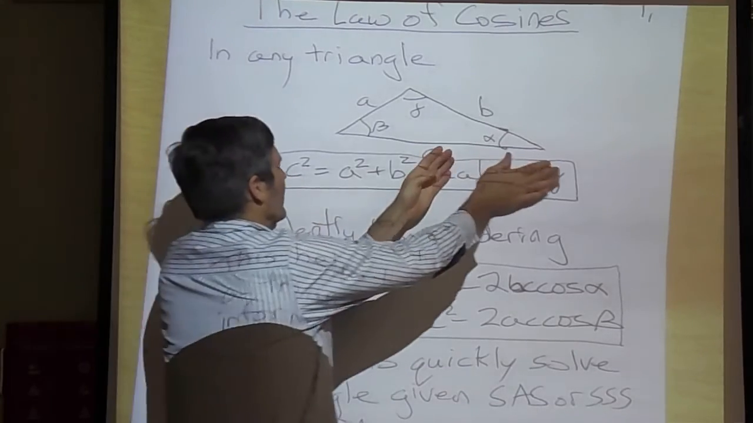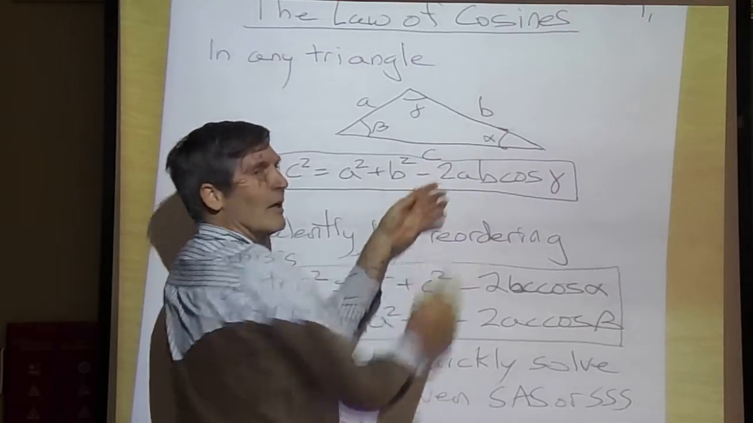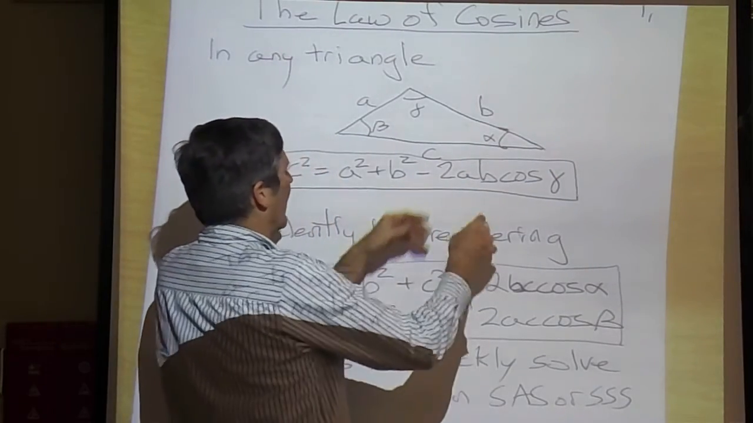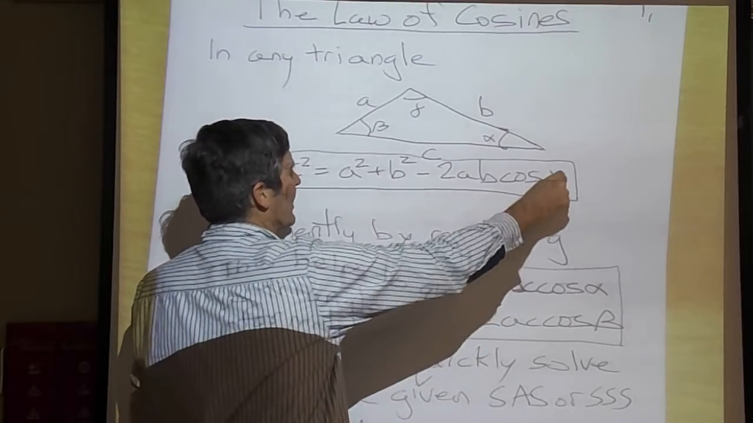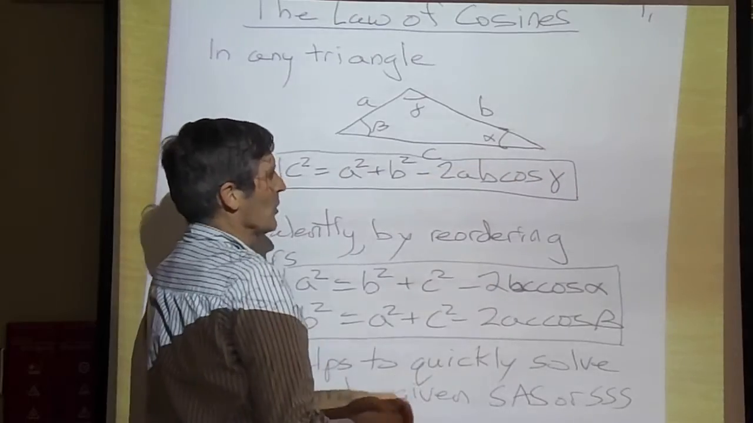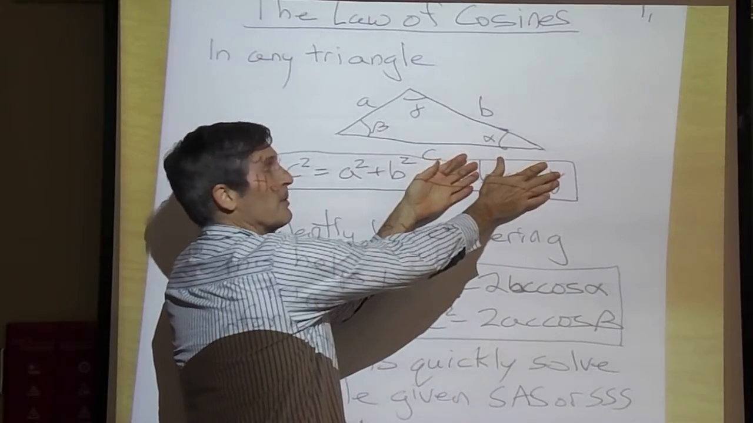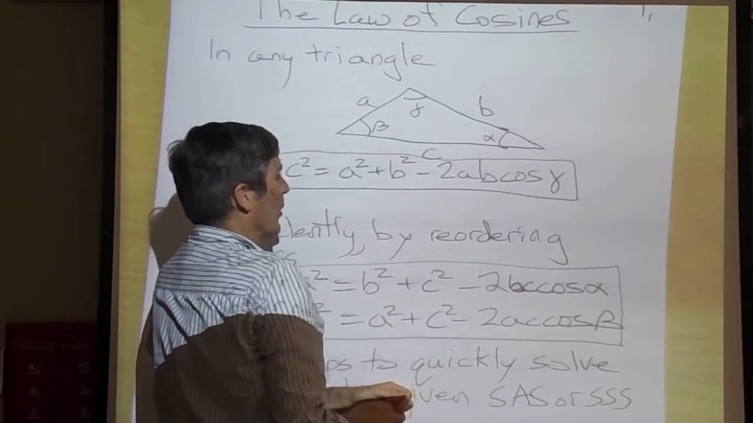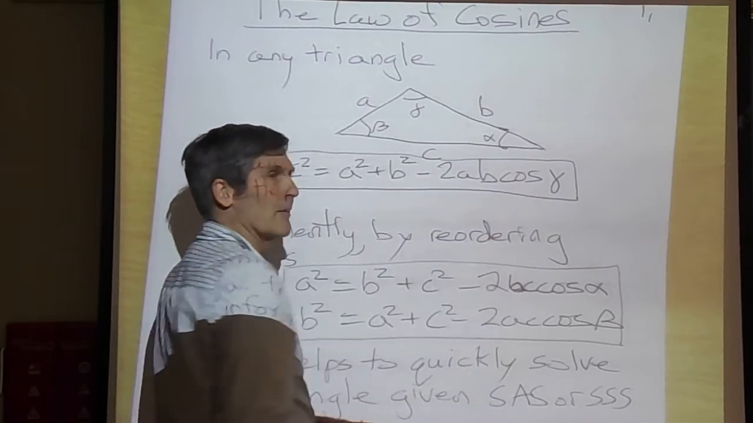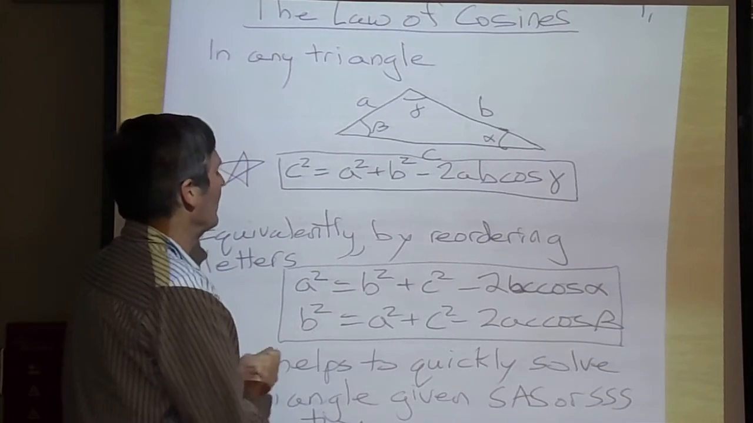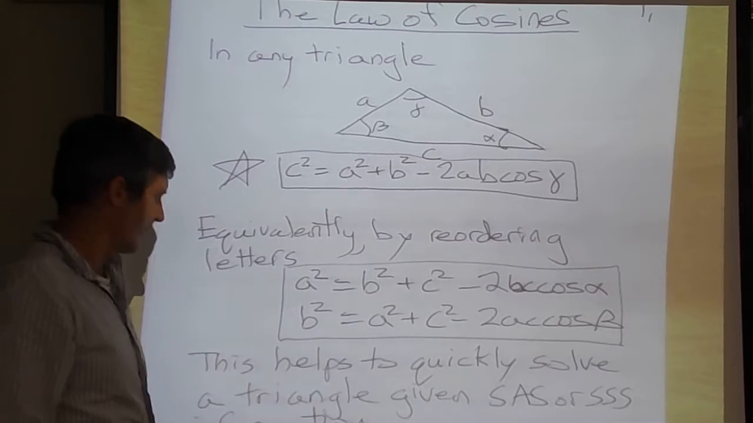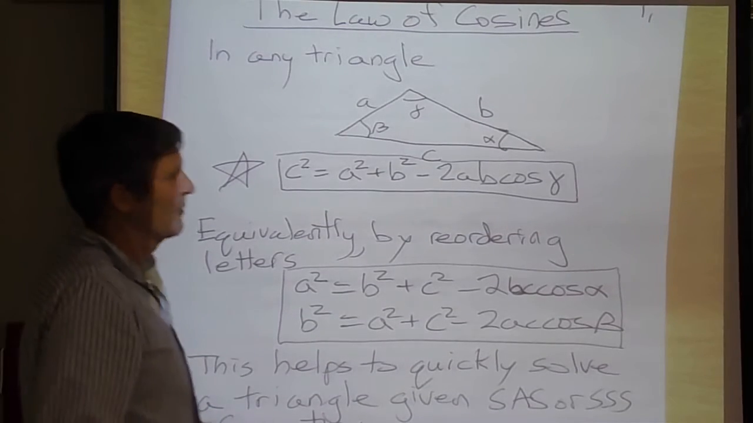It looks like the Pythagorean theorem, doesn't it? This is a generalization of the Pythagorean theorem. In the special case that gamma is 90 degrees, cosine is 0, and you get the Pythagorean theorem. So this generalizes it. For a right triangle, C squared equals A squared plus B squared. But for an oblique triangle, C squared equals A squared plus B squared minus 2AB cosine gamma. Okay, so this helps to quickly solve any triangle given side-angle-side, or side-side-side information. Let's try it.